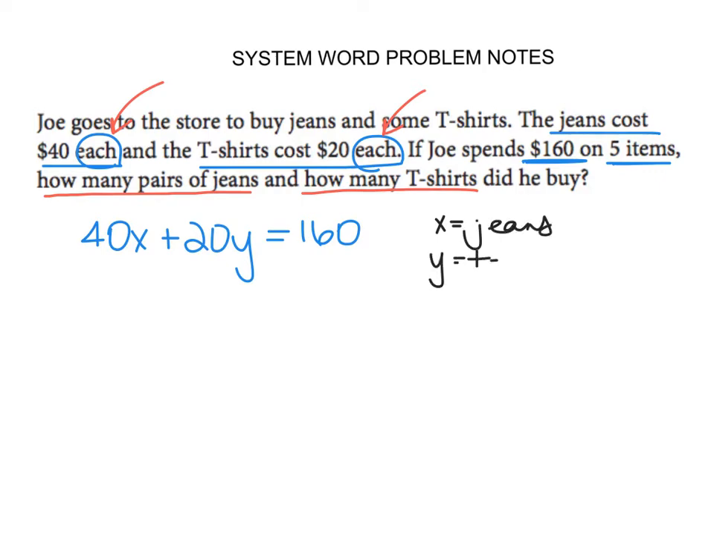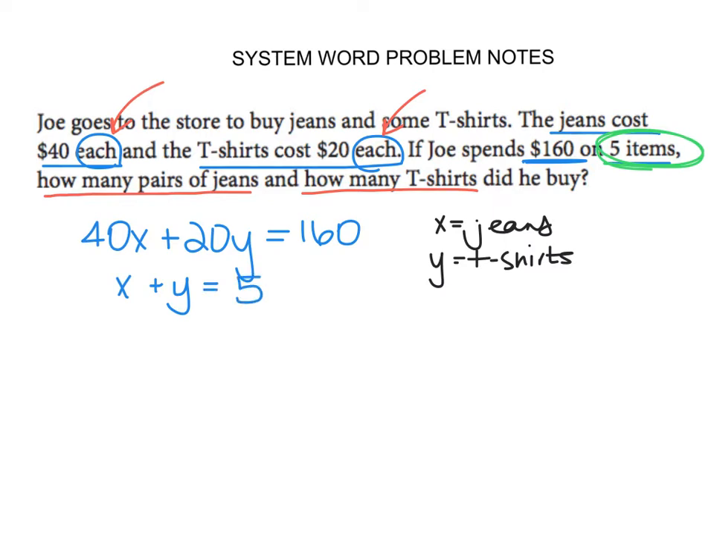and that y then is going to stand for t-shirts. Now, the part that I think most people are going to get stuck on is the part that says there's 5 items, because we haven't used that before. But think about what x stands for again. x stands for the number of jeans. So if we're buying 5 items total, that means I'm buying some amount of jeans that I don't know. That's x. And I'm also buying an unknown amount of t-shirts. That's y.